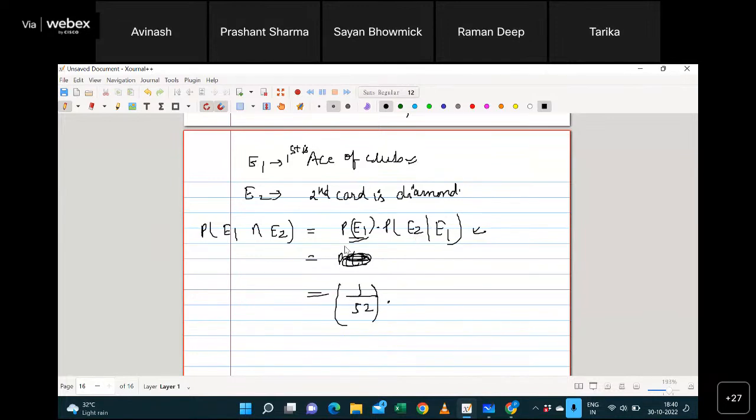Now, see, you can do this probability calculation without using this formula. I have written this formula just to clarify where you can use the multiplication rule. Here, it is given that E1 has occurred. E1 has occurred means I have already drawn the first card, which is ace of club. That means I have to consider the second card as a diamond out of 51 cards. Is it clear?